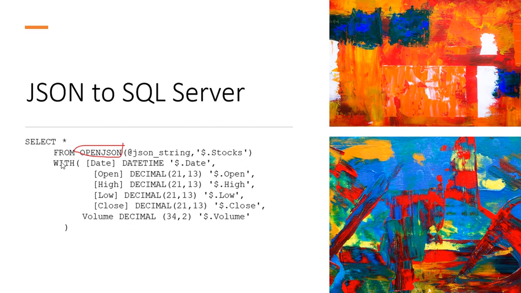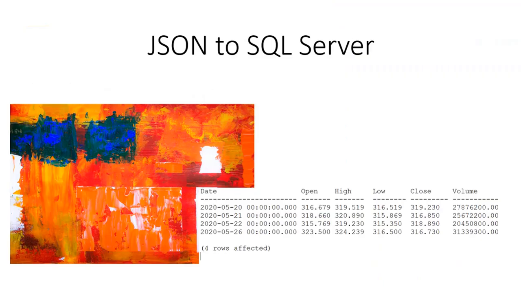We use a CTE, that is the WITH statement, and we have date, open, high, low, close. We define the data type, and the $ sign means root, so it's at the root, and then it's date, open, and so forth. So if we select star from OPENJSON and then define the table in a CTE, this will be our results: the date, open, high, low, close, and volume for these 4 rows.